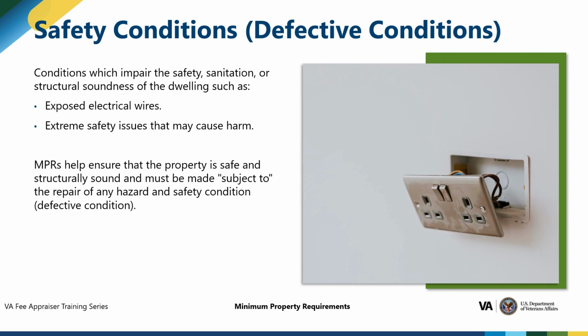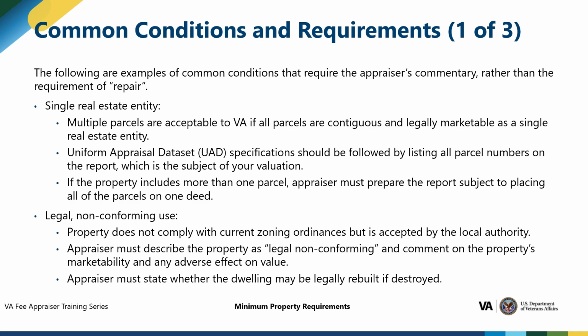Examples of defective conditions include exposed electrical wires, extreme safety issues that may cause harm, defective construction, poor workmanship, evidence of continuing settlement, excessive dampness, leakage, decay, and termites. Some MPRs establish requirements for the appraiser's commentary in the report without the requirement for repairs. Here are a few examples of common conditions in such requirements.